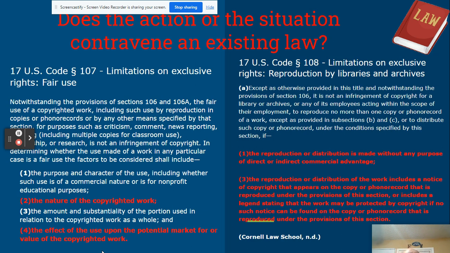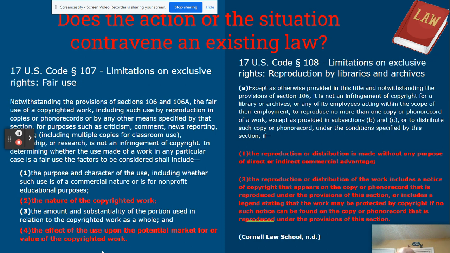It is not an infringement of copyright for a library or archive or any of its employees acting within the scope of their employment to reproduce no more than one copy or phono record of a copy or distribute such copy or phono record under the conditions specified by this. The reproduction or distribution is made without any purpose of direct or indirect commercial advantage. So it's very clear that the school is doing this to create a cheaper resource for the school to get it. So yes, there's a commercial advantage.